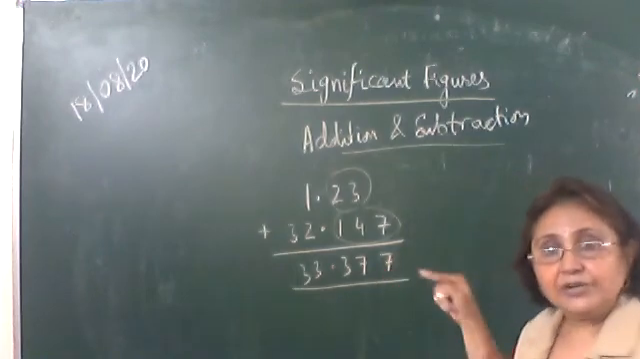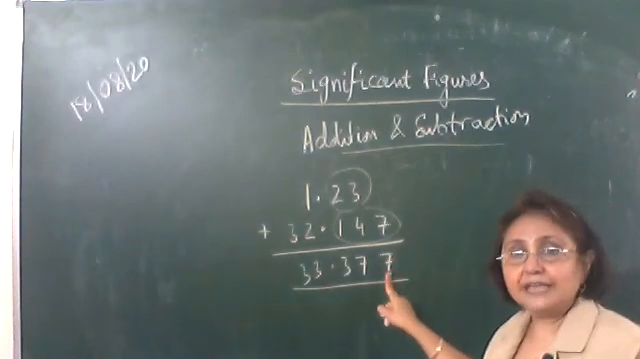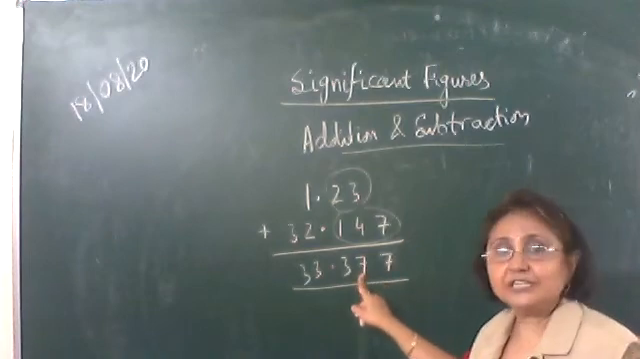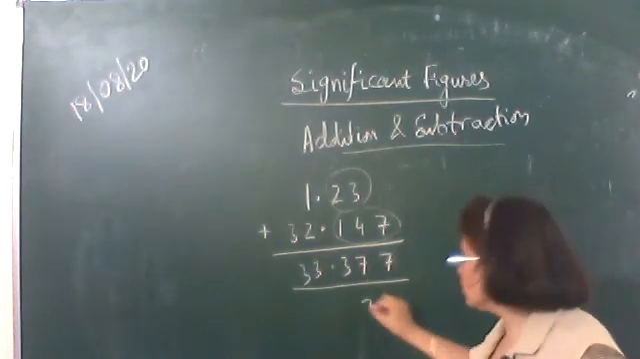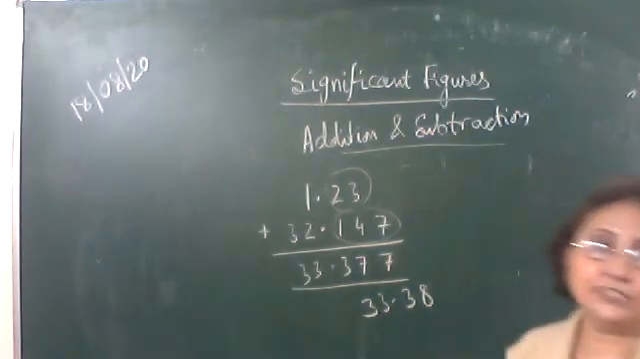Now recollect all the rules. The digit to be dropped is greater than 5, then the preceding digit will be raised by 1. So the answer in proper significant figures will be 33.38.